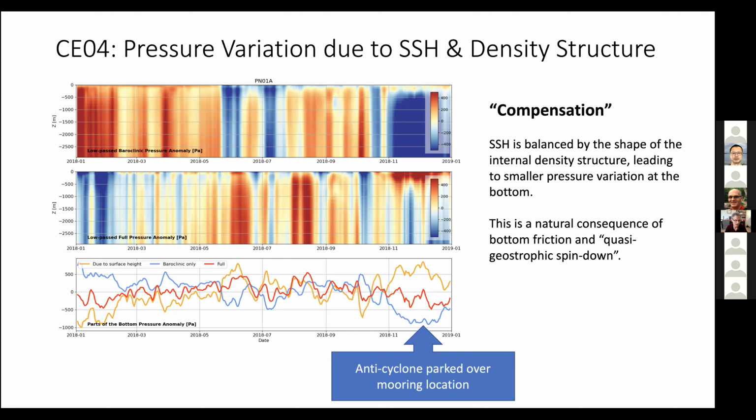And it's also a consequence of what we call a quasi-geostrophic spin down or bottom friction. And I'll show a diagram of that. And in particular, just focusing on this part at the end of the year, you can see that at this location, there was an anticyclone parked over the mooring location, causing this several-month signal.